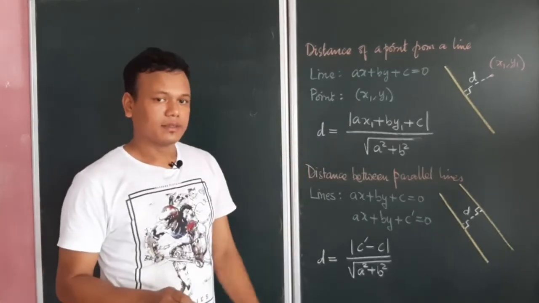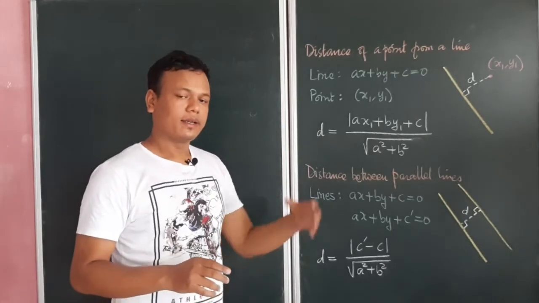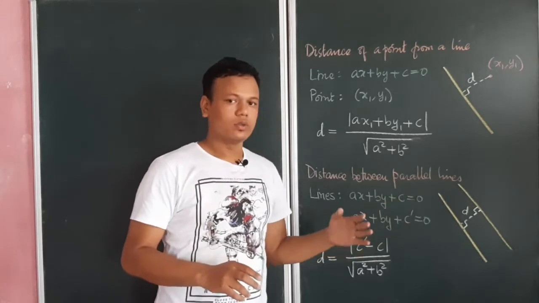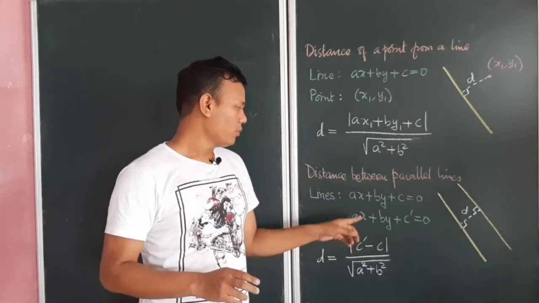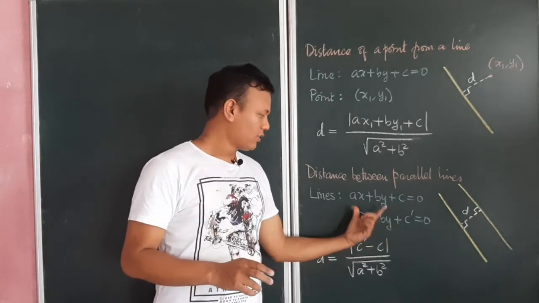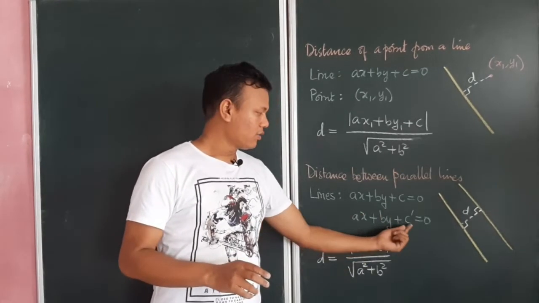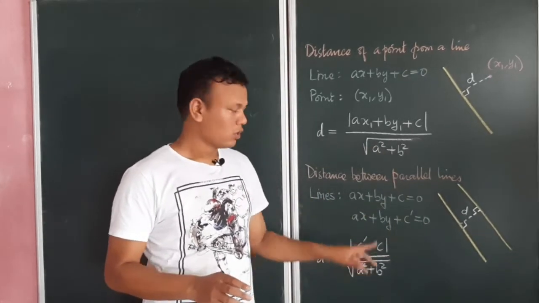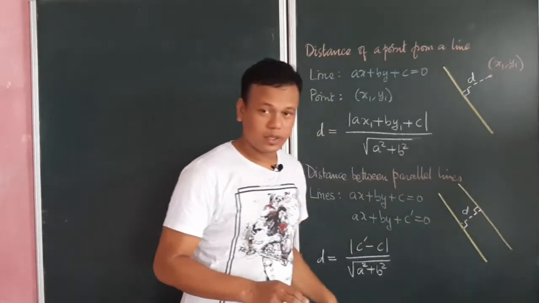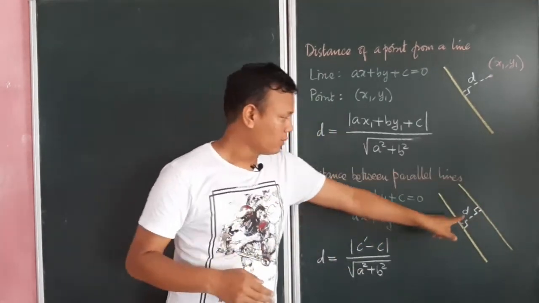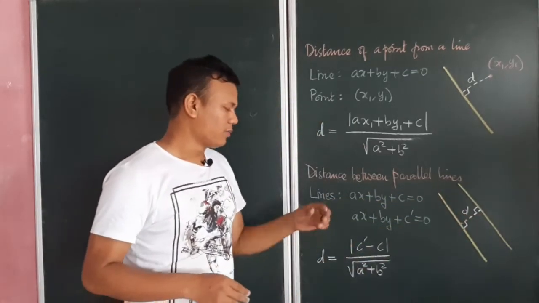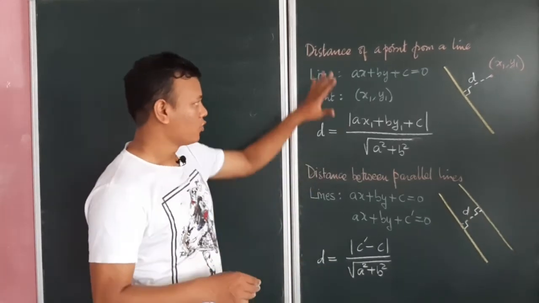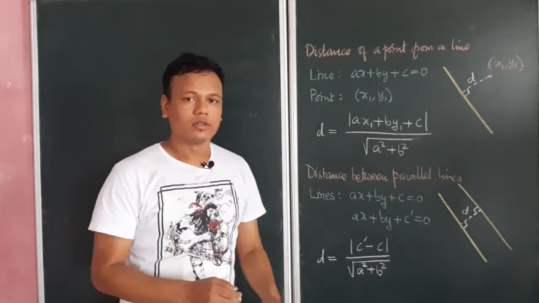In parallel lines, we know that slopes are equal. For a given line ax plus by plus c equals 0, a line parallel to it will be of the form ax plus by plus c dash equals 0. This part will be the same, and instead of lambda I have written c dash here. These two are parallel lines, and the perpendicular distance between them is given by this formula. Again, the proof will be given in the same video. You may pause the video and note down the formula.